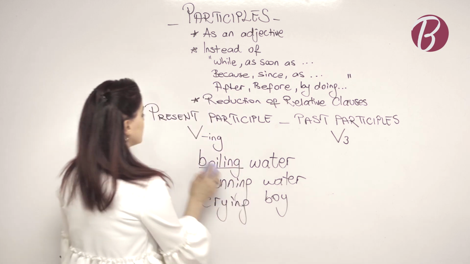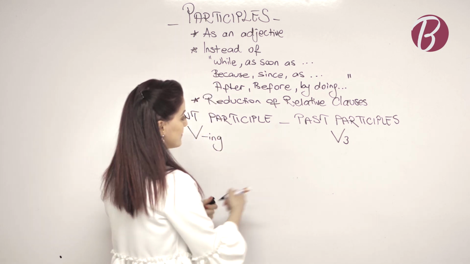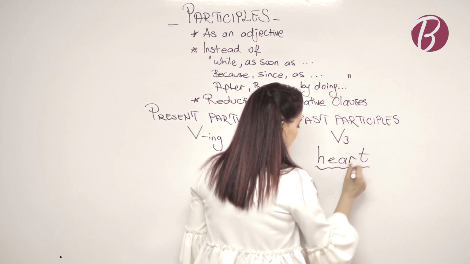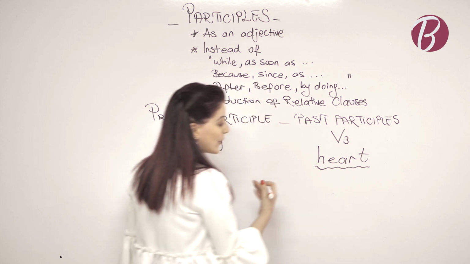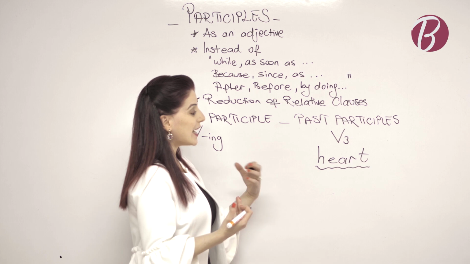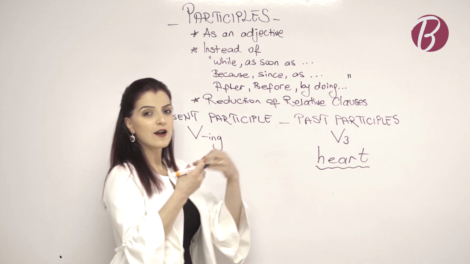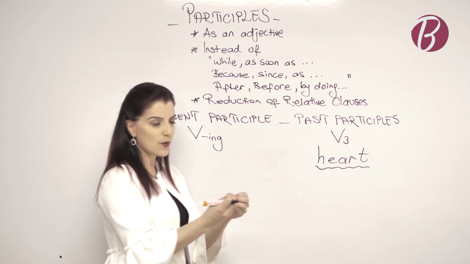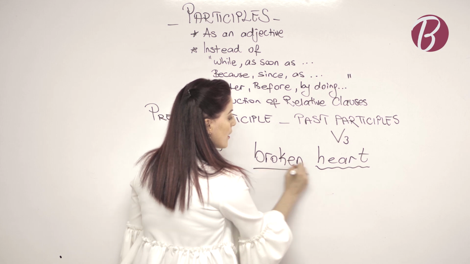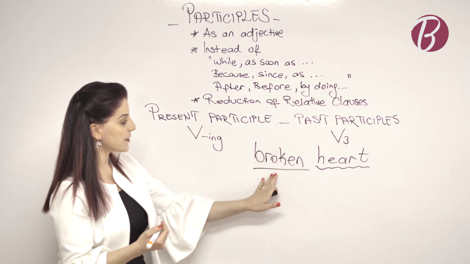So, for example, if I'm talking about somebody's heart, and maybe her boyfriend hurt her and at the moment she's crying, I can describe her heart. What kind of heart does she have now? So I can say broken heart. Why am I using broken here? Why am I using past participle here?